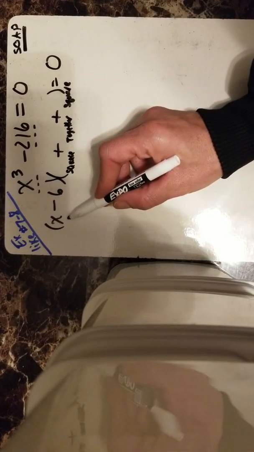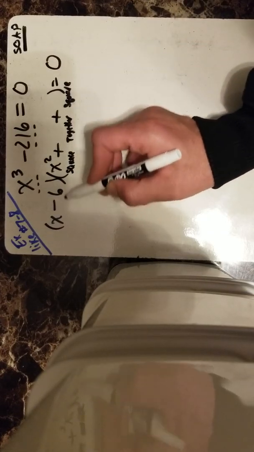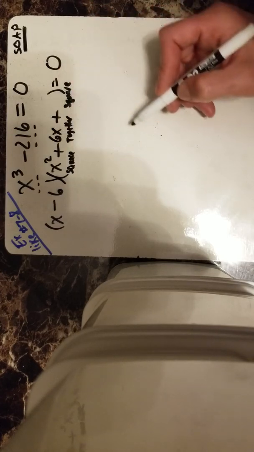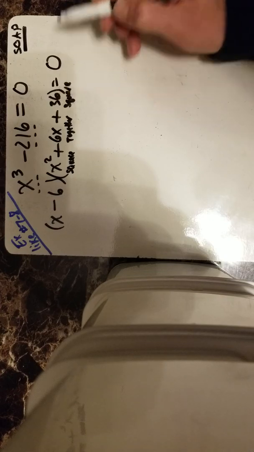So if I square the first term, I get x squared. If I times them together, ignoring the signs, I've already got the signs, 6 times x is 6x. And then I square the last one. 6 squared is 36. Okay.